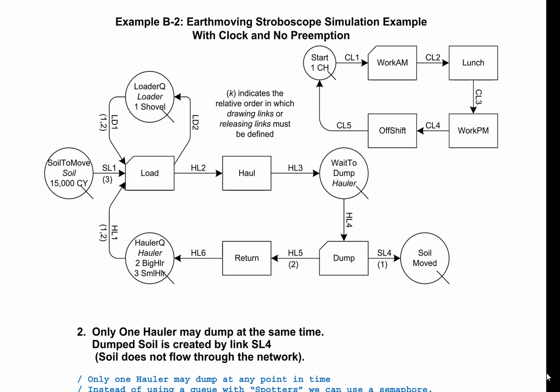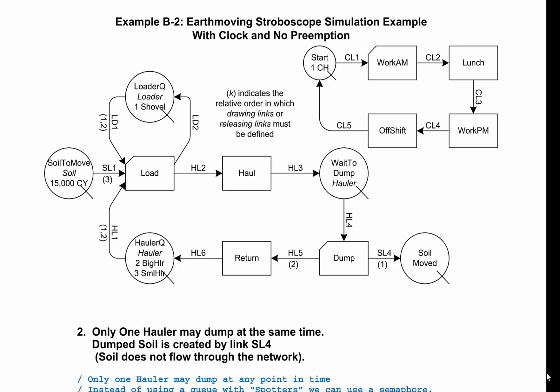The second model, for example B2, allows only one hauler to dump at the same time. It is as if we only have one spotter, in which case the soil does not flow through the network but is instead created by link SL4. Notice that all the soil links from activity load to activity dump have been removed. Only the soil links SL1 and SL4 remain.